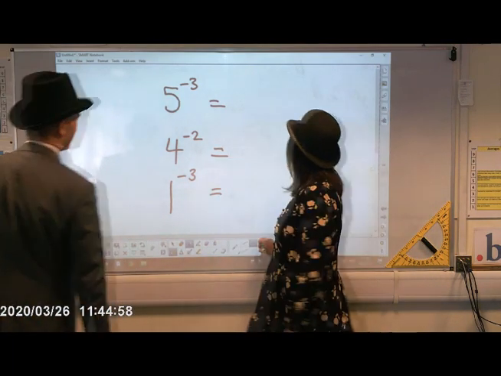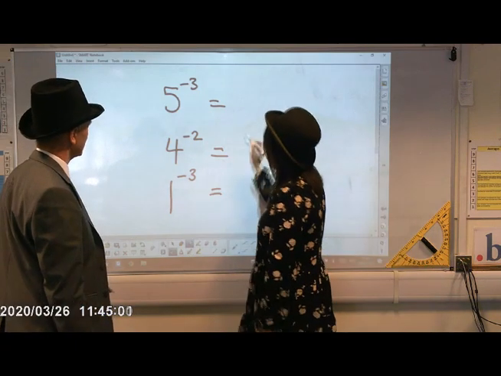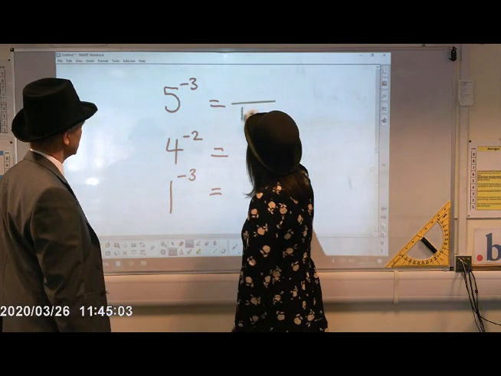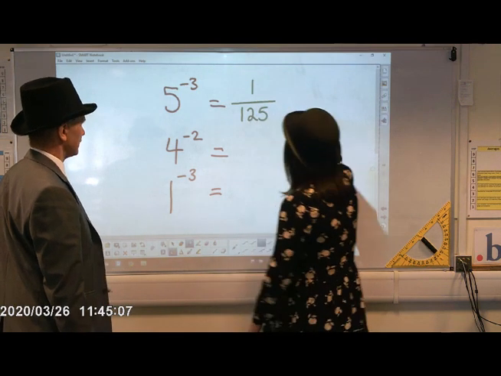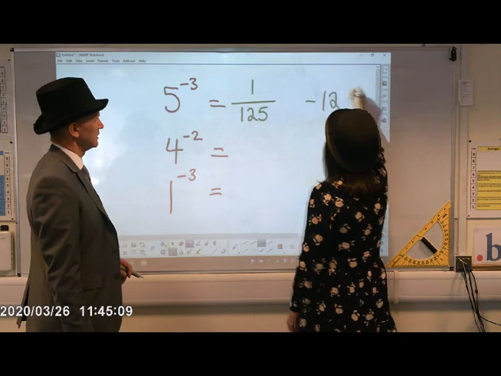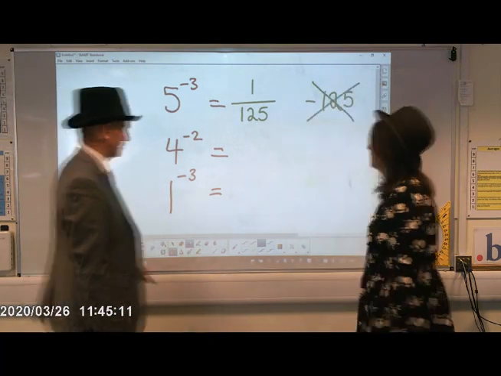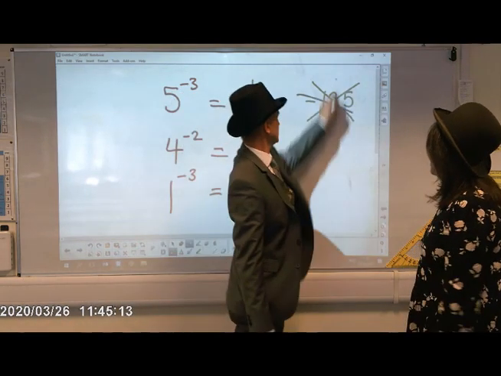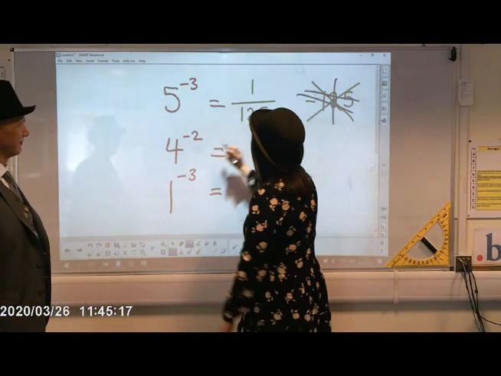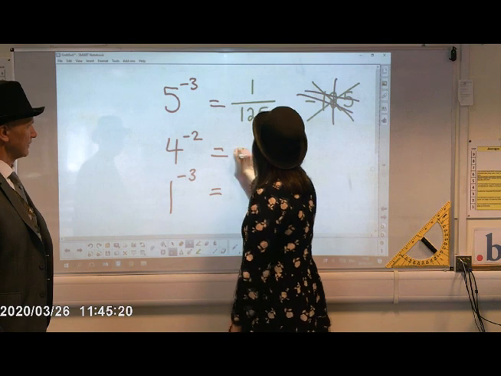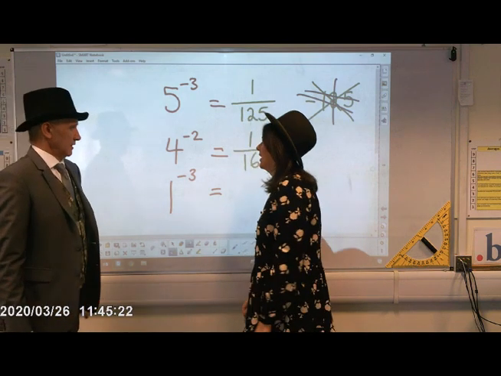We're back. So, 5 to the power of minus 3. I know that 5 cubed is 125, and I must make sure that I put the 1 over. Lovely. Definitely not going to write that. Hate that so much. Don't ever write that. It's very upsetting. So, 4 squared is 16, and we put 1 over because it is a negative.